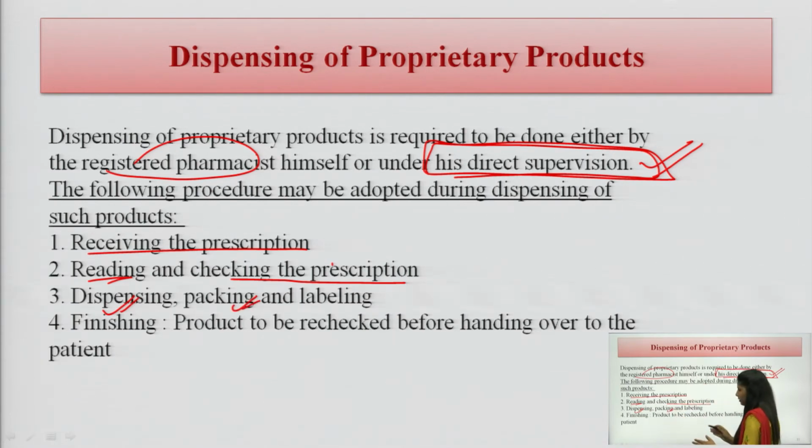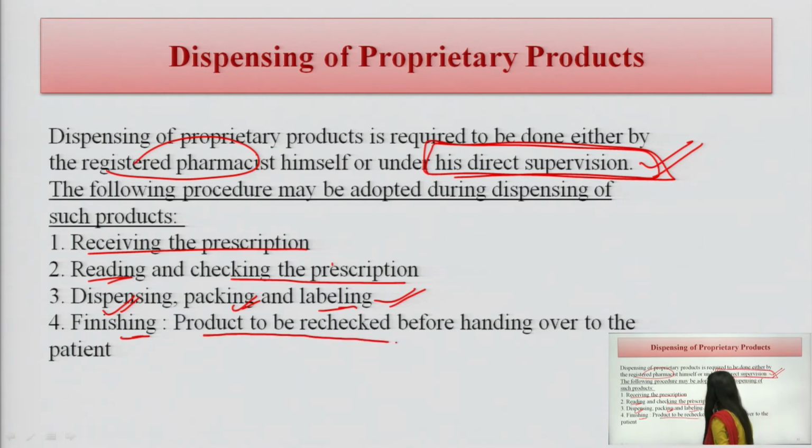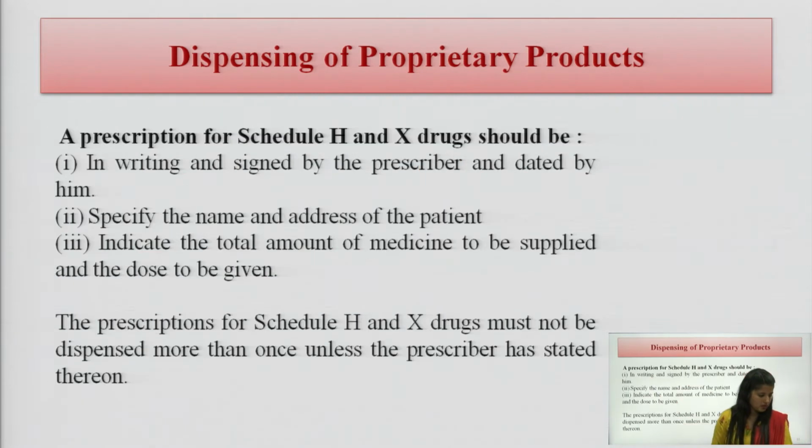Sometimes in the retail, there is another section for the packing. Then labeling, and finishing of the product. Before giving it to the consumer or the patient, the product should be rechecked again before handing over to the patient. So, all these points will be taken care of while dispensing the proprietary product to the patients.